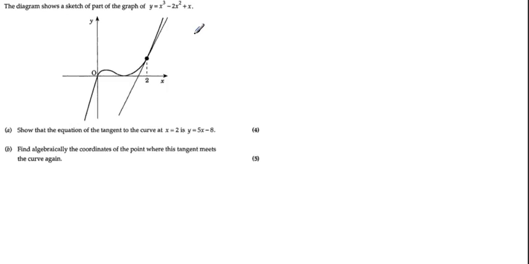Okay, and last question, the diagram shows a sketch of part of the graph y equals x cubed minus 2x squared plus x. Show that the equation of the tangent to the curve at x equals 2 is y equals 5x minus 8. Okay, equation of a tangent is just the equation of a straight line. So we're looking for gradient and a point.